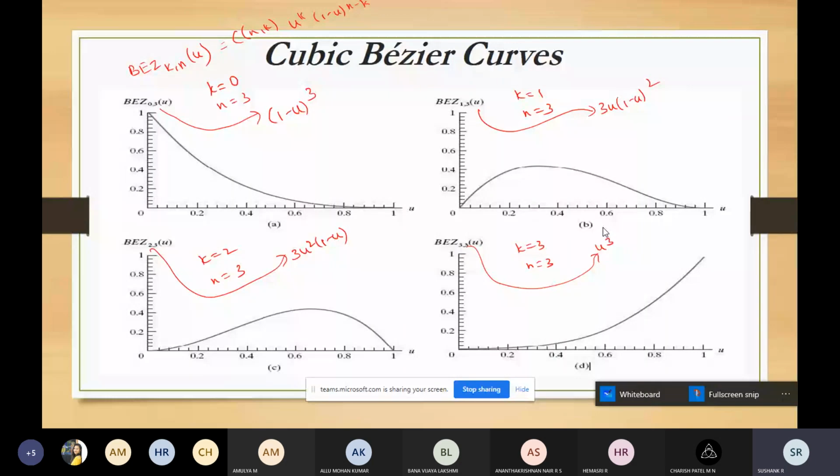We can obtain the first derivative slopes: p dash of 0 as 3 into p1 minus p naught, and p dash of 1 as 3 into p3 minus p2. Similarly, the second derivative p double dash of 0 can be obtained as 6 into p naught minus 2p1 plus p2. These are the control points p0, p1, p2, and so on. And p double dash of 1 is 6 into p1 minus 2p2 plus p3. So for different functions we are getting different curves.